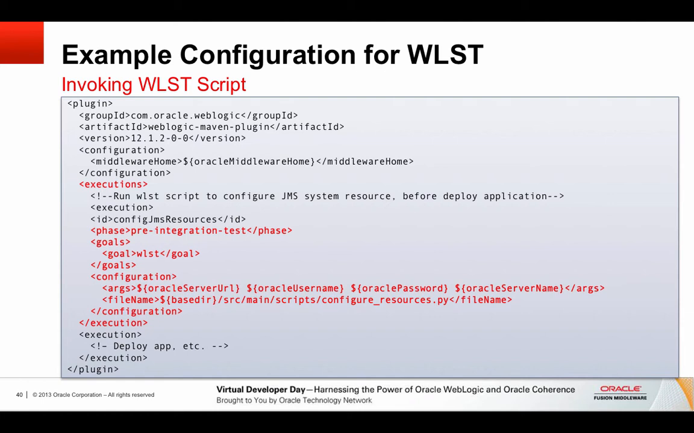So in this case, I'm having my config JMS resources execution executed before I deploy my application. The use case here is that I want to create, for a JMS use case, some connection factories, destinations, etc. Have them pre-configured before I deploy the application, which is then going to subsequently use those resources.